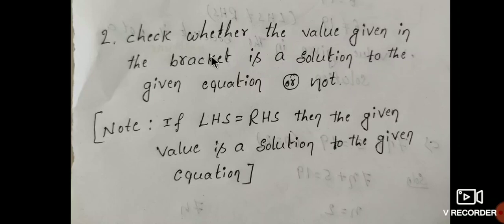Sir, what is the meaning of this second one? They have given it in the heading. What is the meaning of this one? That's very simple. We have to check the equation by substituting the values. The value of the variable given in the bracket, we have to substitute in the given equation. If LHS, left hand side, is equal to right hand side, if LHS is equal to RHS, then the given value is a solution to the given equation.